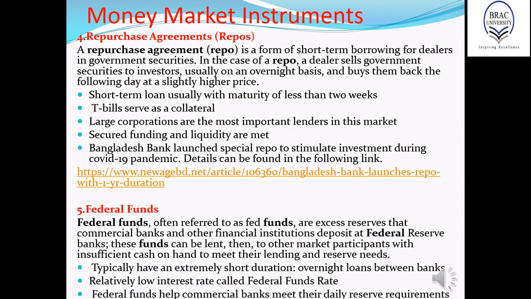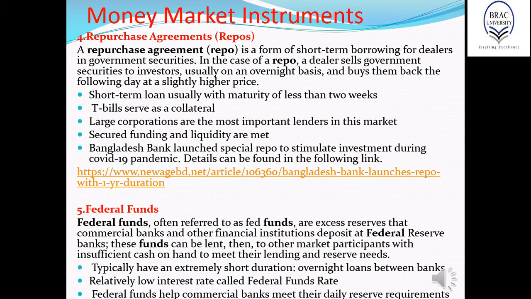Another form of money market instrument are the repos, which are repurchase agreements. A repurchase agreement is a form of short-term borrowing for dealers in government securities. In case of a repo, a dealer sells government securities to investors, usually on an overnight basis, and buys them back the following day at a slightly higher price.